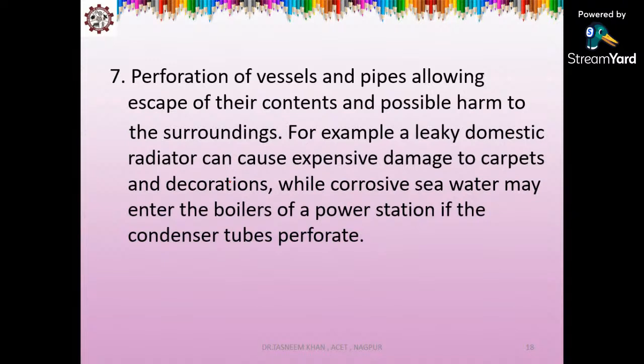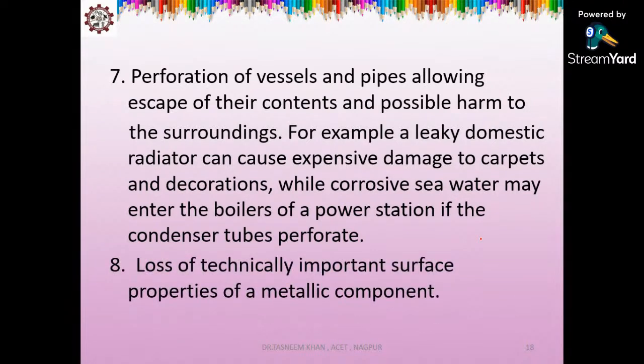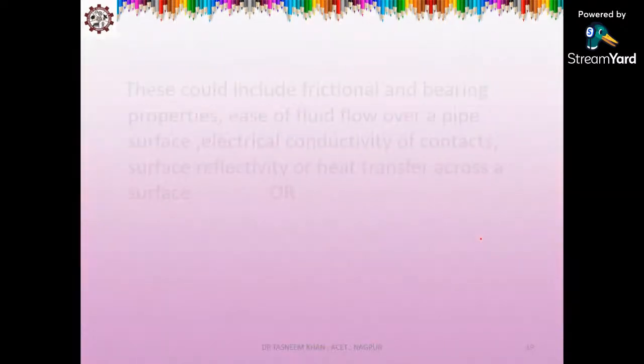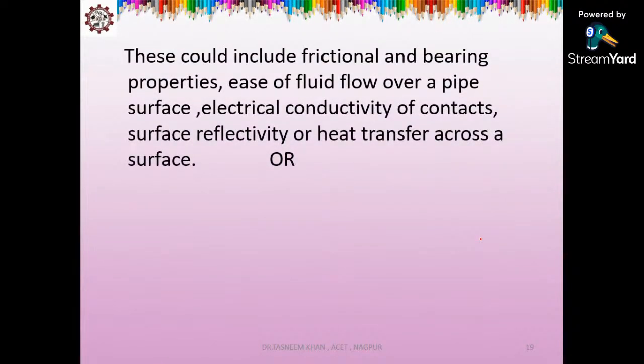So usually ये कहाँ पर देखते हैं कि carpet and all जो रहती है ना, if we see any area where you see leakage, so the carpets and the decoration is basically being spoiled because of the leakages and all. So there are certain areas like the boilers and all. So if we use the corrosive sea water and if it enters the boiler, so it may result in severe corrosion and it may result in perforation of the tubes. So no doubt because of the corrosion there will be loss of technically important surface properties of a metallic component. Okay, fine. So these could include frictional and bearing properties. Okay, then electrical conductivity, and then surface reflectivity or heat transfer across a surface.